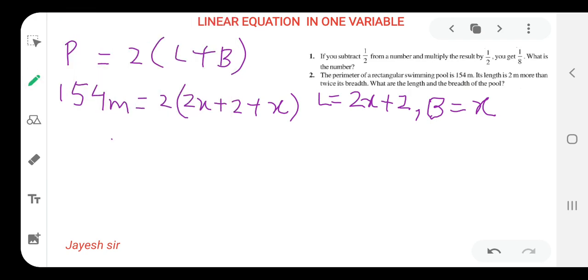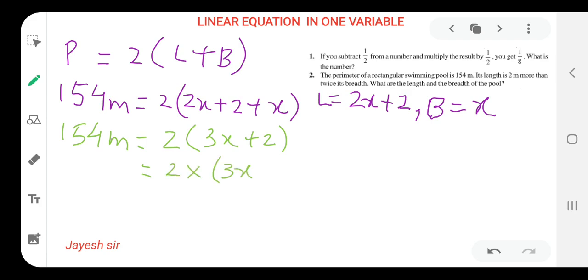Now we have to solve it further. 154 meter as it is. Now we can add the values having x. So 2x plus 1x, that means 3x, and plus 2 as it is. Now we have to just open the bracket, or otherwise our second step can be, here 2 is in multiplication: 2 into (3x plus 2).